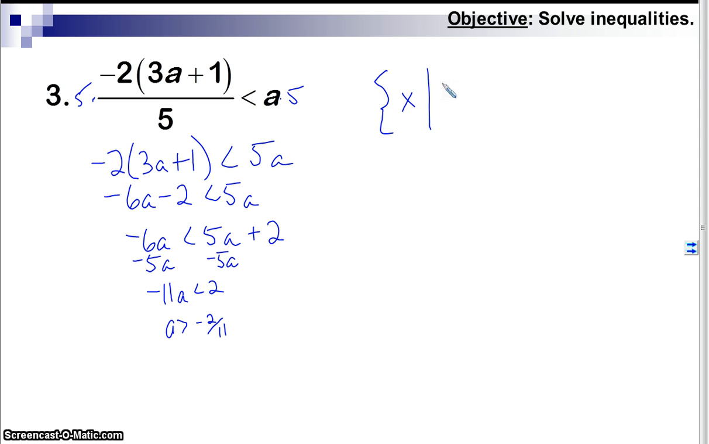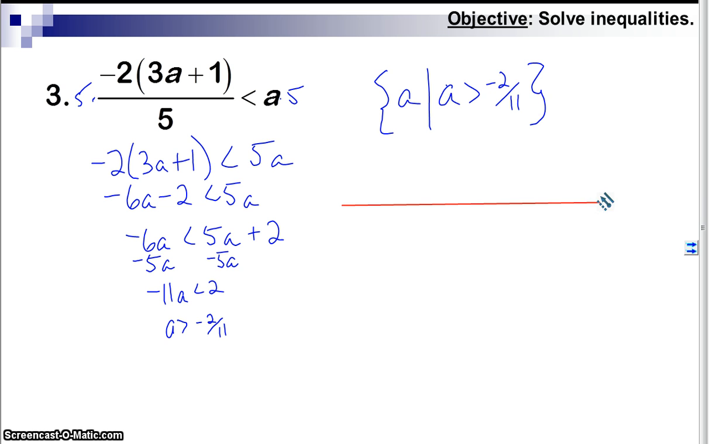Oops, it's not X. What am I doing here? Just too busy with the X's, right? A is greater than negative 2/11. Okay, and we're going to do our number line here. Ooh, that's a bad line, isn't it? That is an awful line, Mr. Maestas. Let's get something nicer here.